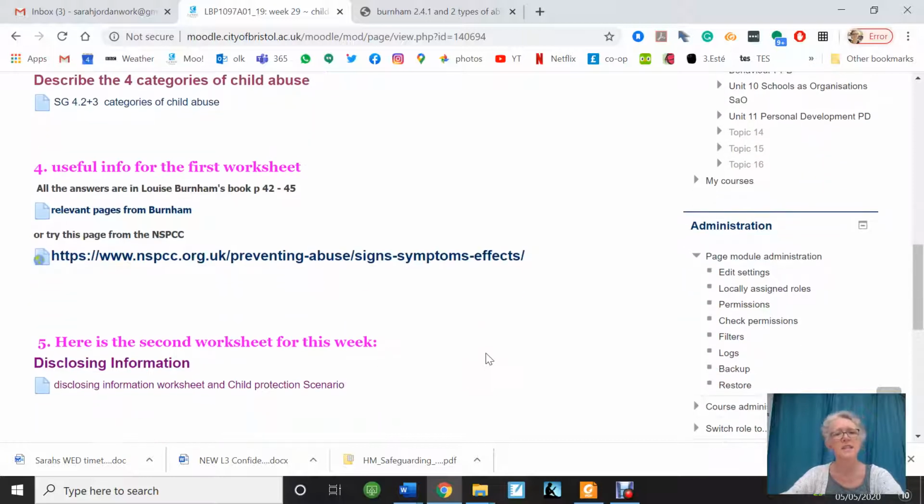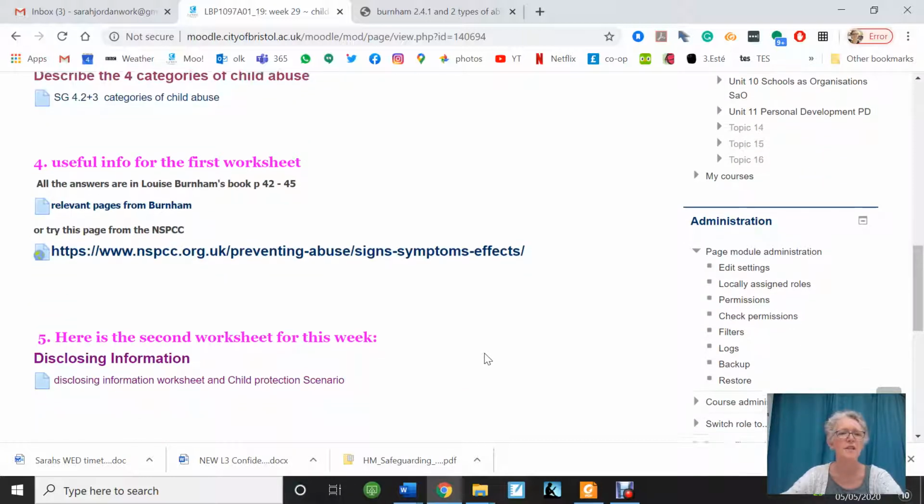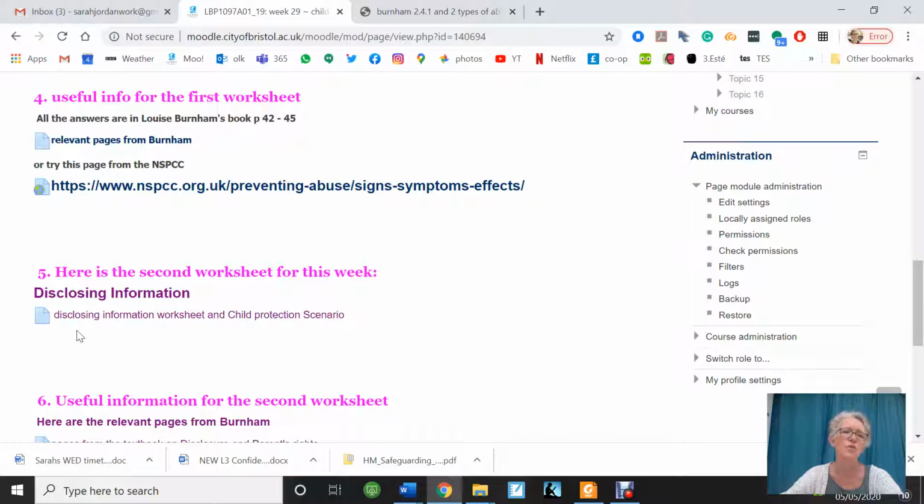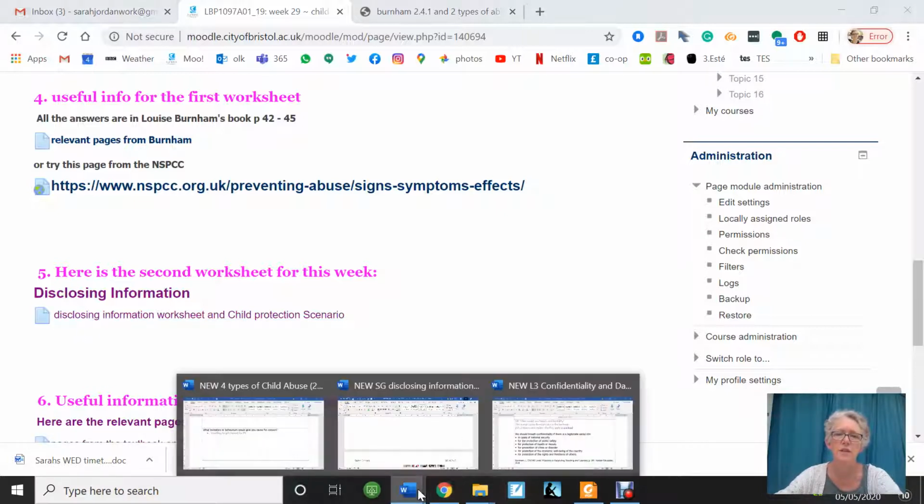Let's have a look at the second worksheet now for this week. That's the second 2 questions. It's all about disclosing information. Disclosing is when a child comes to you and says something that makes you believe they have been abused. So let's have a look at this worksheet.